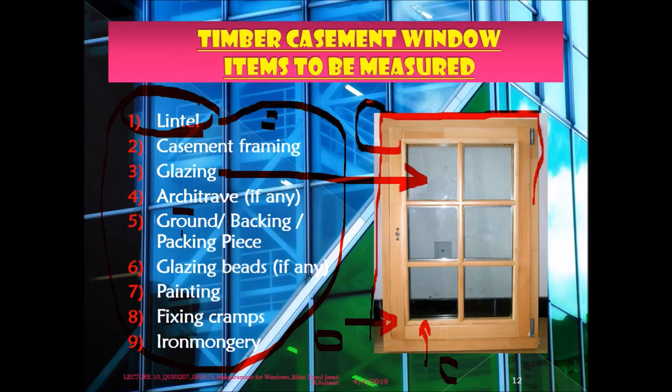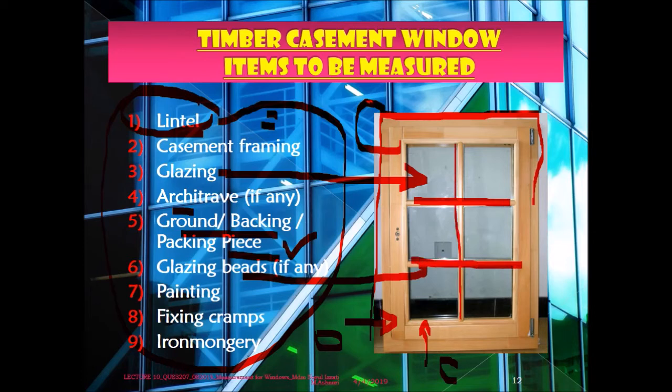Then we have ground or backing piece. This is only if we have the detail. The glazing bit is this one. This is the glazing bit, the timber, this timber. 1, 2, and 3. That is glazing bits. Okay, next one, we have the painting. For this painting, we have to measure separately for the frame and also for the casement. Unless the casement had been painted from the factory, then you don't have to measure the painting again.